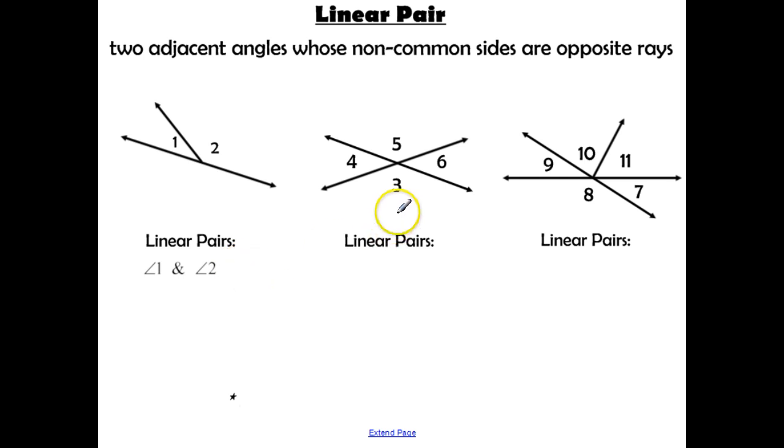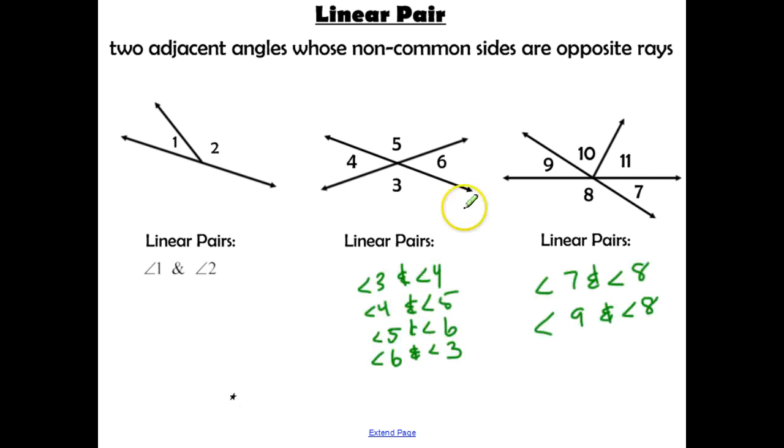So go ahead and pause, try to find all the linear pairs in the second and third diagram, and then check back with me to see if you got them right. So hopefully for example 2, you got angle 3 and 4, angle 4 and 5, angle 5 and 6, and angle 6 and 3 for the linear pairs.